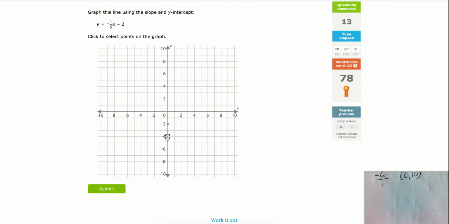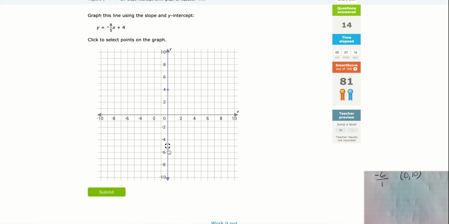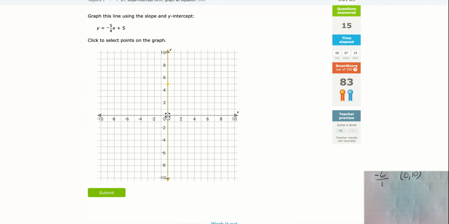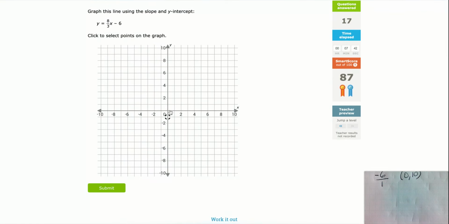Y-intercept of negative 2, slope of negative 1/5, go down 1 over 5. Y-intercept of 4, slope of negative 8 over 5. Y-intercept of 5, slope of negative 5 fourths. Y-intercept of 7, slope of 4 fifths. It's negative, by the way. Y-intercept of negative 6, slope of 8 thirds. So I'm going to go up 8 over 3.